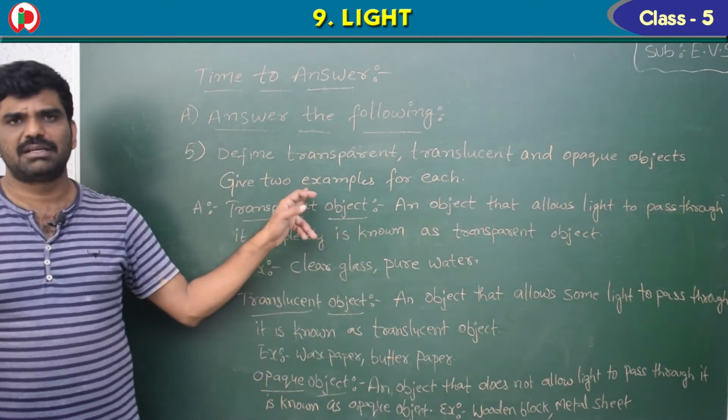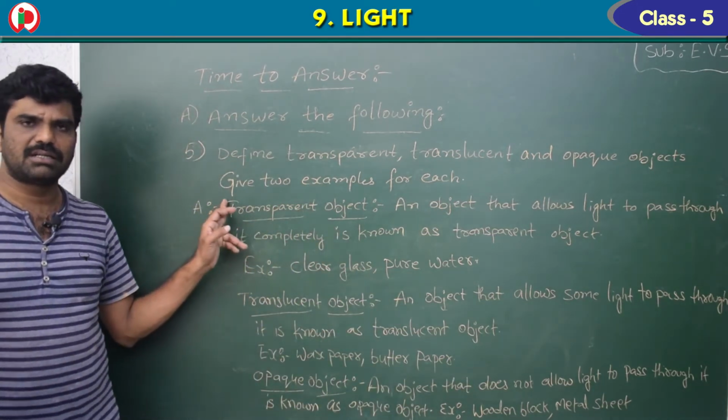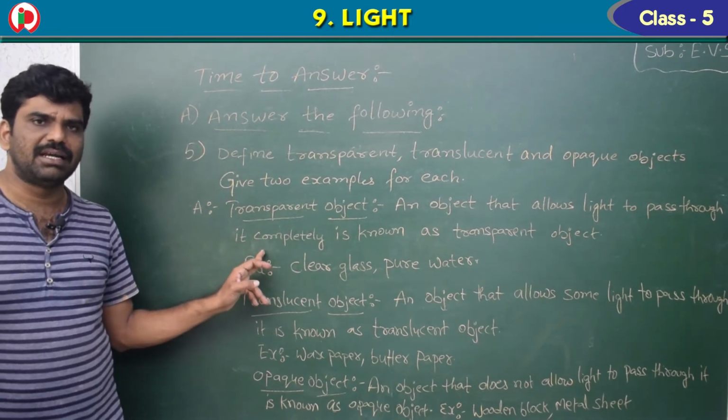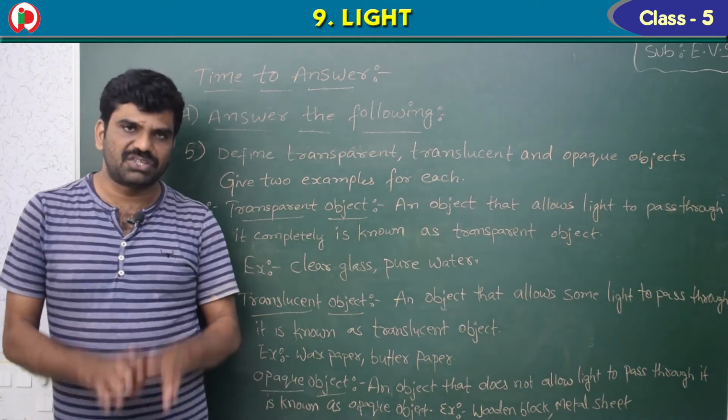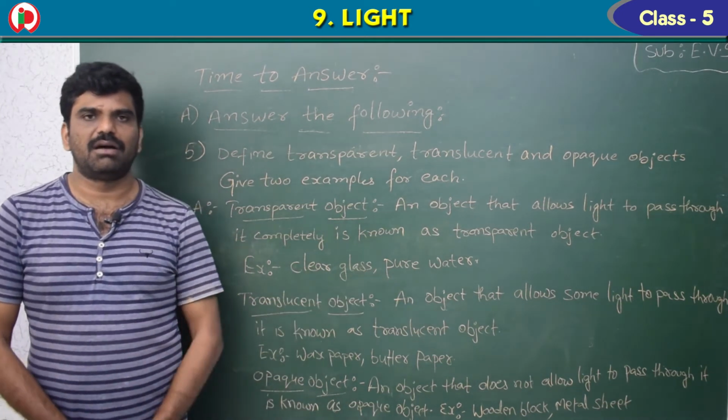The first one is completely, so those are transparent. Second one partially, that is translucent. Third one opaque, which does not allow light. The examples I have already told.